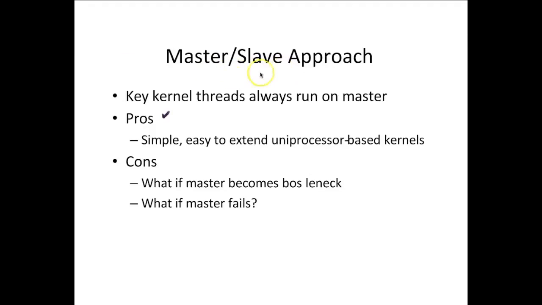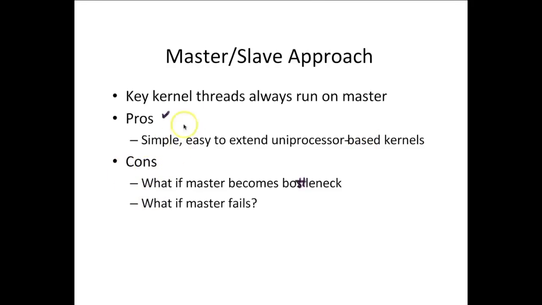In the master-slave approach, key kernel threads always run on the master. So what are the pros? This technique is simple and easy for extending uniprocessor-based kernels. In other words, when you design and implement the kernel on a uniprocessor-based system, it can be easily ported to multiprocessor, because the key kernel threads will be dedicated to one CPU. Therefore, porting the operating system to multiprocessor or multiple cores is relatively easy.